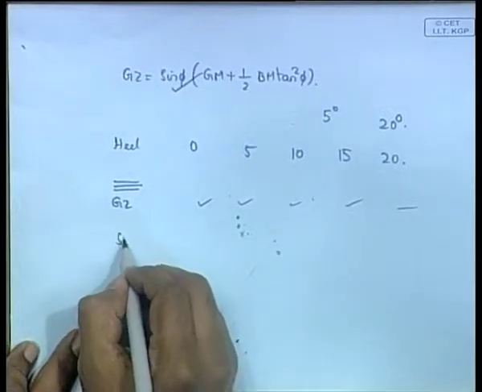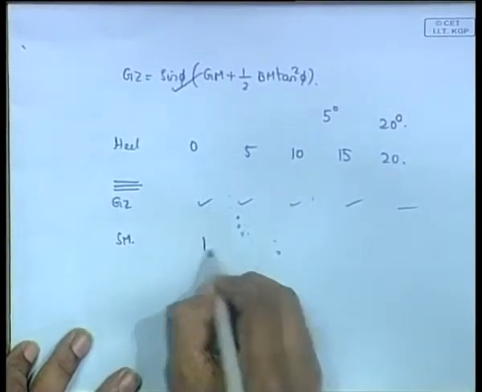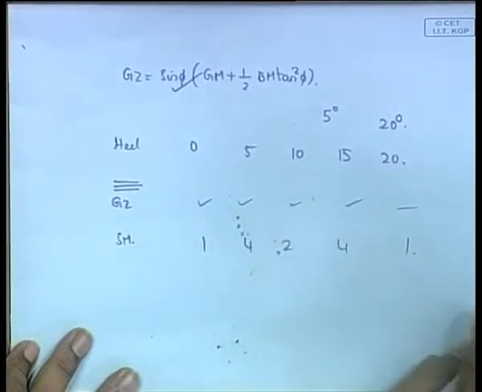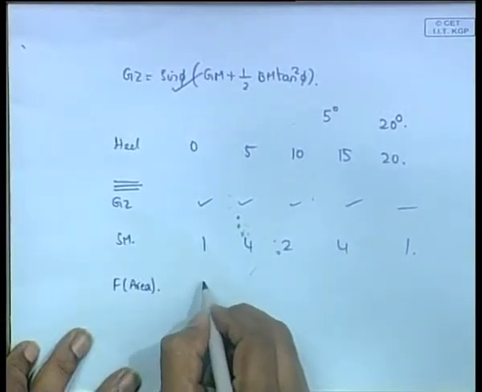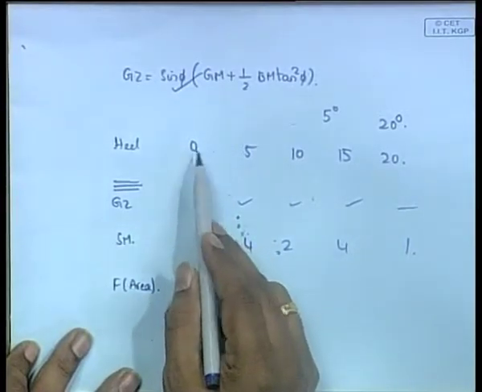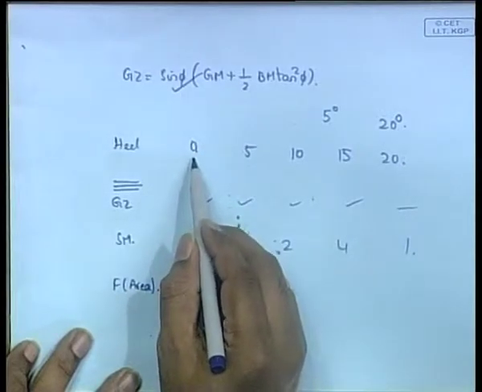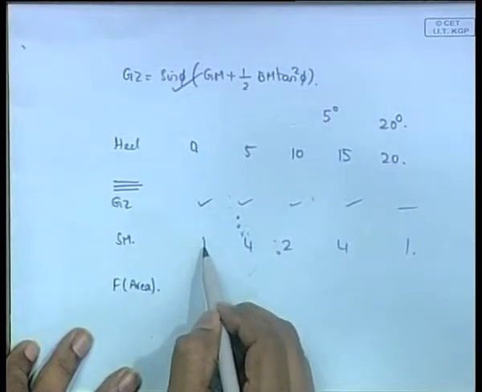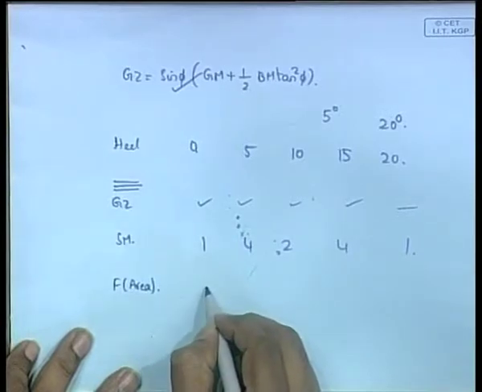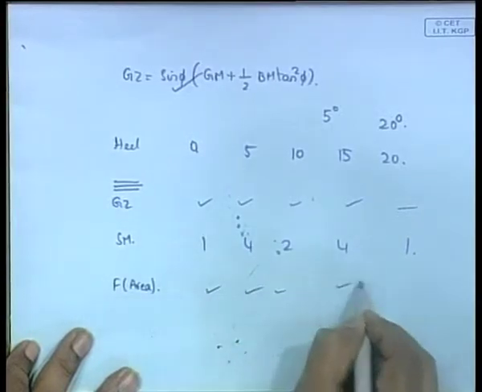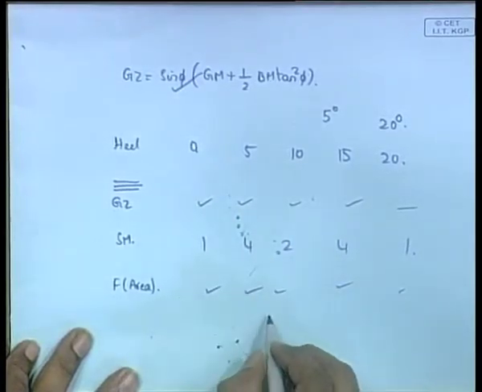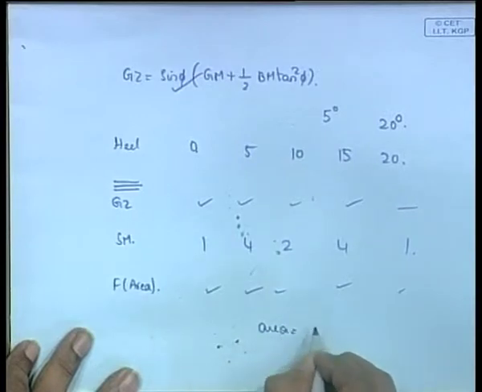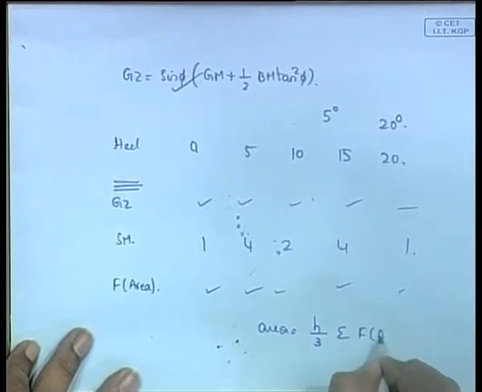Then you have your Simpson's multiplier 1 4 2 4 1 and function of area, same thing, that is, GZ multiplied with the Simpson's multiplier comes here. Each of these GZ's multiplied with the Simpson's multiplier gives the function of area, and once you have that, your area is equal to h by 3 into sigma function of area.